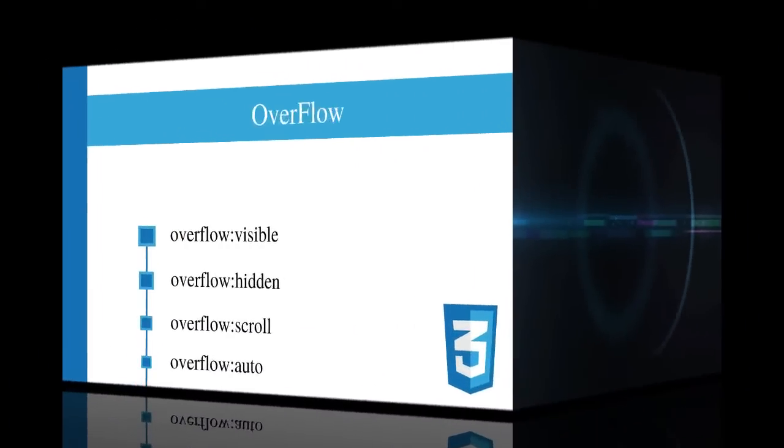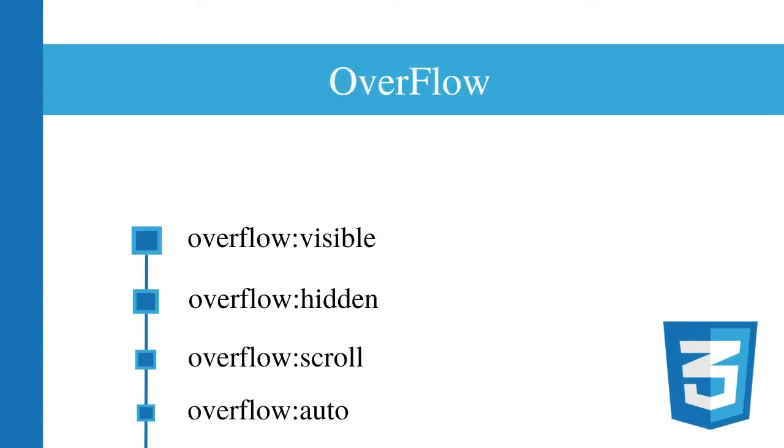Now we will discuss the overflow property. The overflow property specifies whether to clip the content or to add a scroll bar when the content of an element is larger than the specified area. There are four values of overflow. First is visible, second is hidden, third is scroll and fourth is auto.